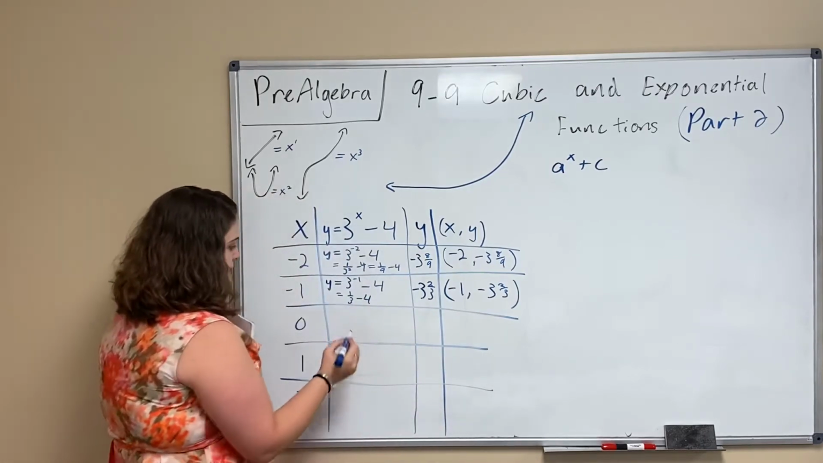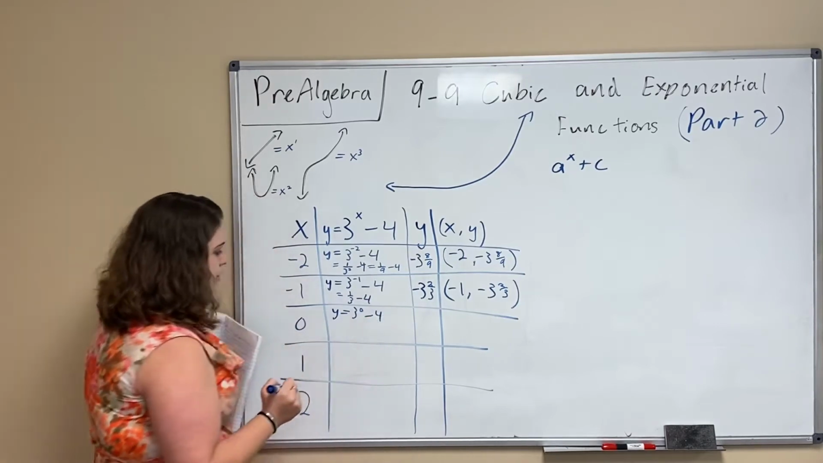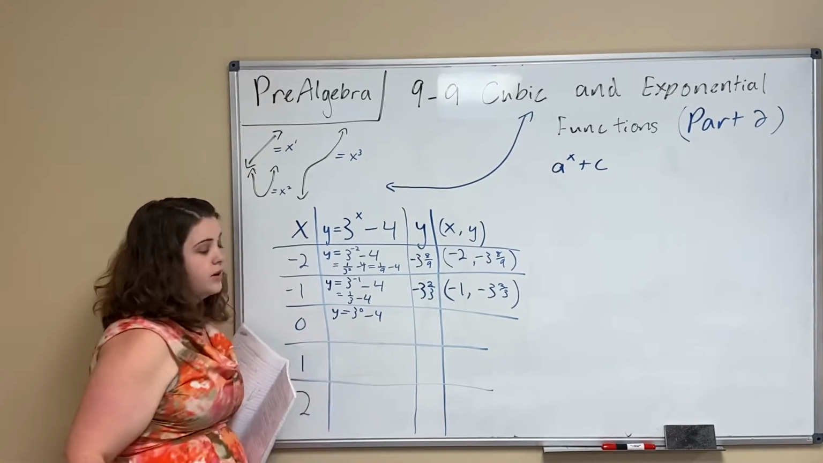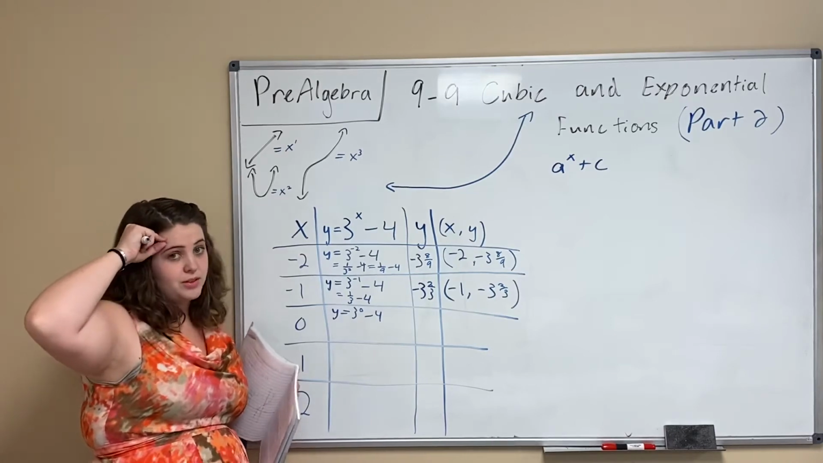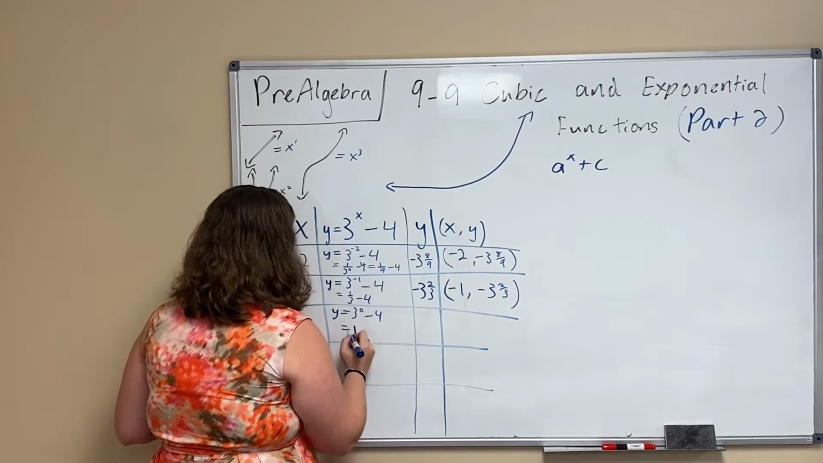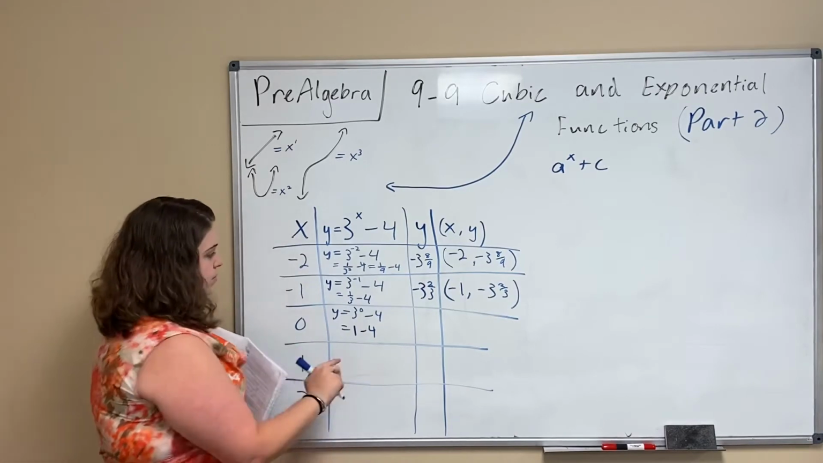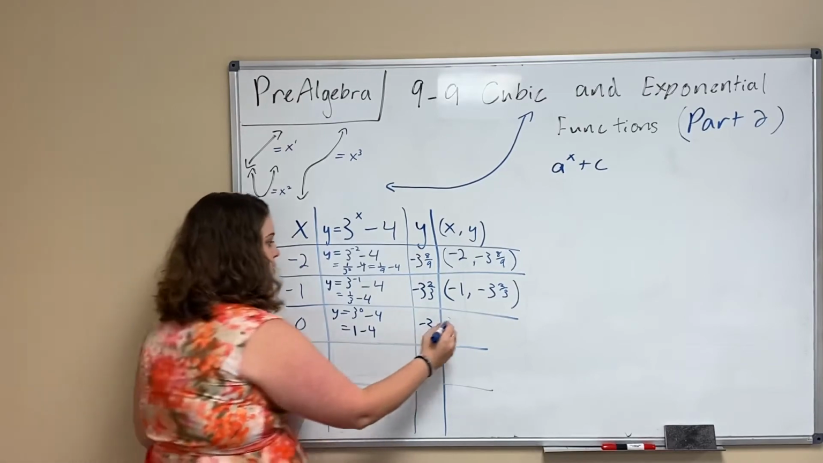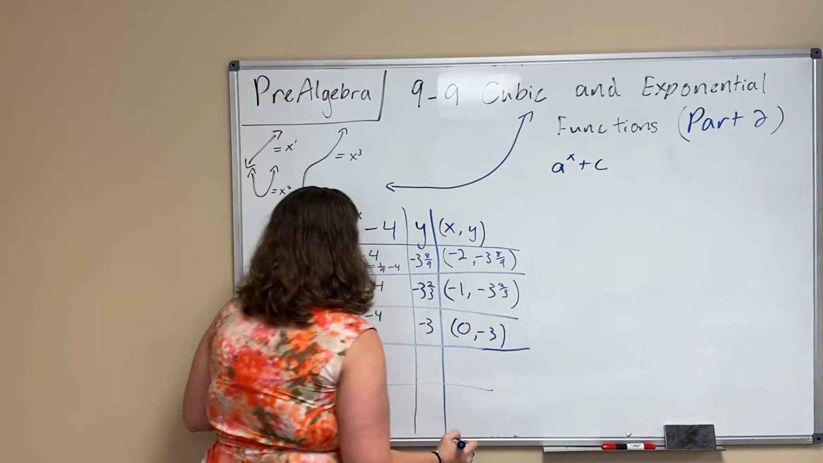All right, now we're going to plug 0 in. Y equals 3 to the 0 minus 4. Now it's going to be tempting for you guys to look at 3 to the 0 and say, oh, that must be 0. But remember, when we learned about exponents, 3 to the 0 actually equals 1. So we get 1 minus 4. 1 minus 4 is -3. So when x is 0, y is -3.